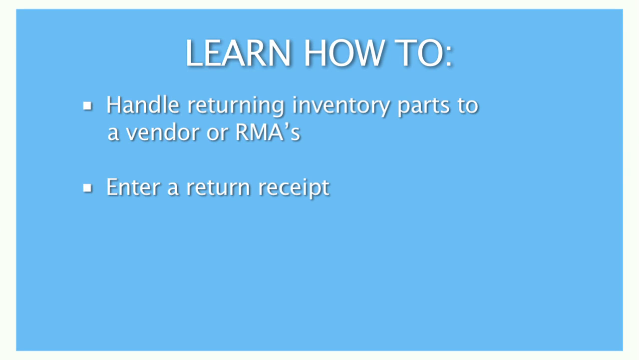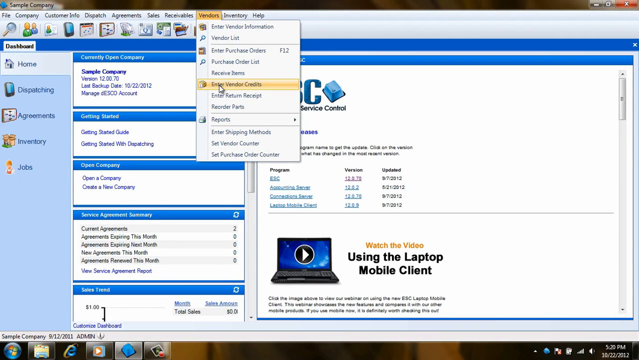Welcome to our tutorial on vendor credits and receipts. Much like the way you use the purchase order and receive items screens to replenish your inventory quantities, you'll use the vendor credits and return receipt screens to return items to the vendor you purchased them from.